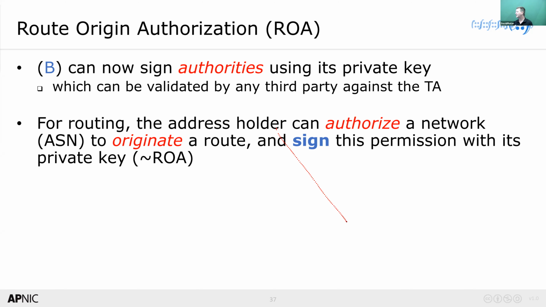For routing, the address holder can authorize a network, an ASN, to originate the route and sign this permission with our private key. So that is what a ROA, Route Origin Authorization, is. I don't necessarily have to originate that network, but I can assign the rights to originate that network to somebody else. Same as if you're doing a route object for something that you don't originate. You might be AS1234, but you're not running a BGP session with AS1111. You can say in that route object, origin AS is going to be quad 1.